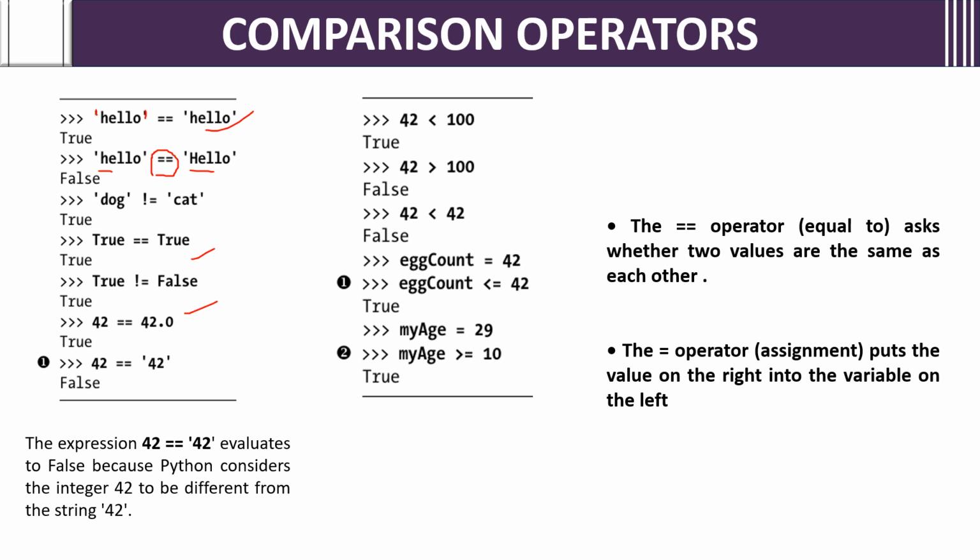The expression 42 equals '42' evaluates to false because Python considers integer 42 to be different from string 42. If you see one of the examples here, 42 equals this, they took single quotation marks and given 42, but it is telling false. As we know, it looks correct, 42 equals 42, but Python thinks integer 42 is different from the string 42. Understanding?